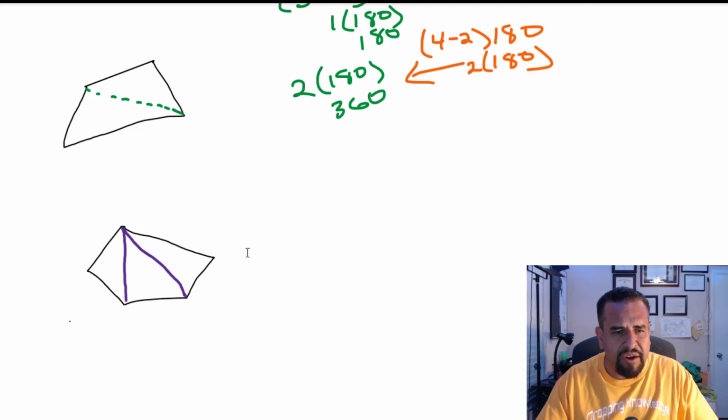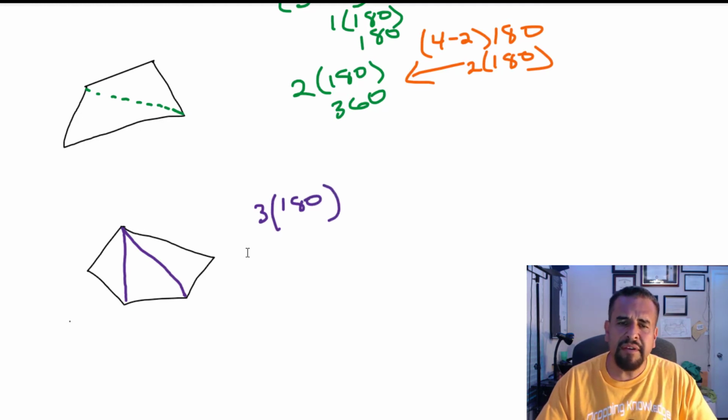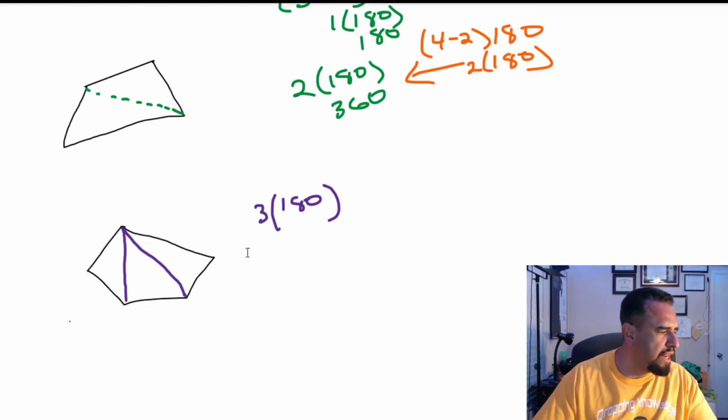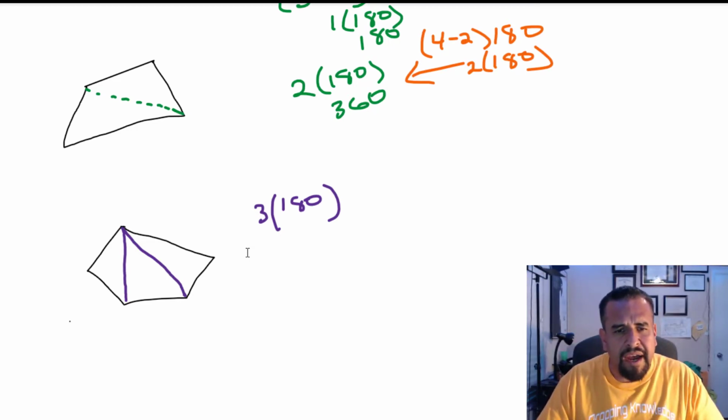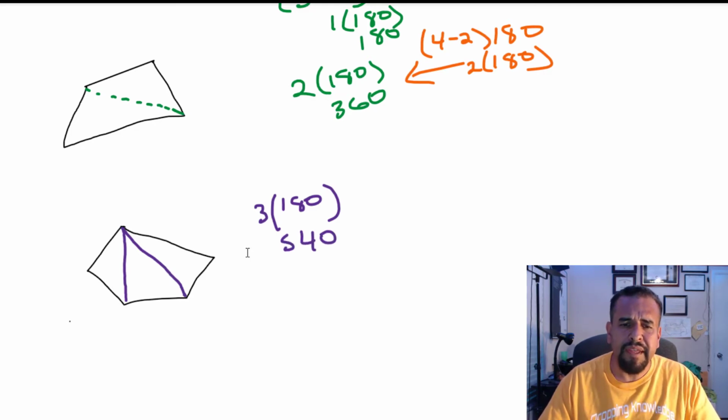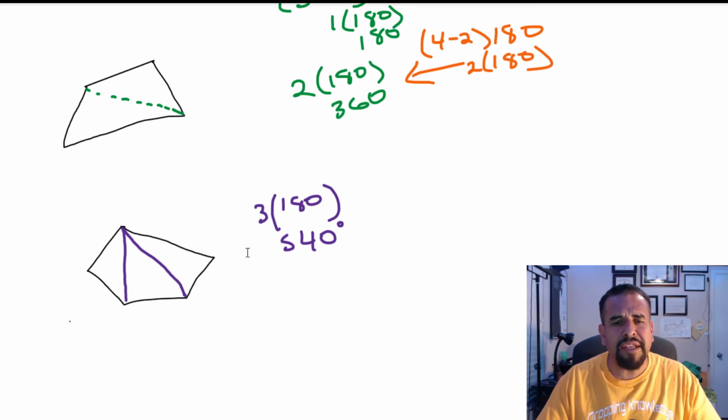Now I have a triangle here, triangle here, triangle here. So I have 3 triangles. So it'll be 3 times 180. What is 3 times 180? I don't have my calculator out. That's 30, 24. That's 54, 50. So 540. 540 degrees. Well, let's prove it.